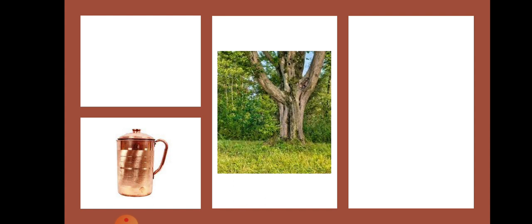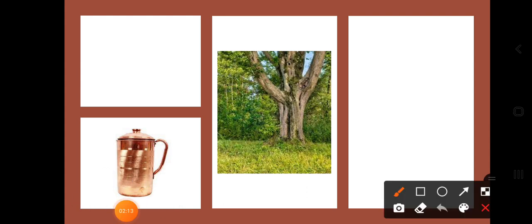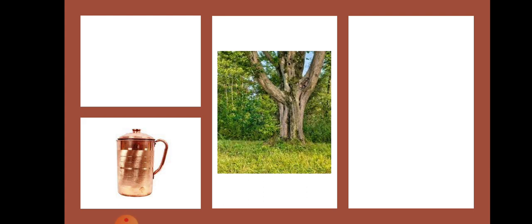Now what you can see here is a jug. What is this jug made up of? Which metal is it made of? It is copper. It is made of pure copper. You can observe the color of the copper itself. So this jug is made up of copper.